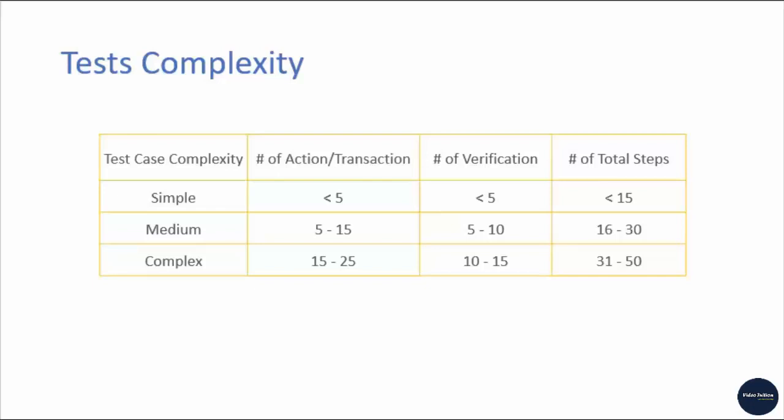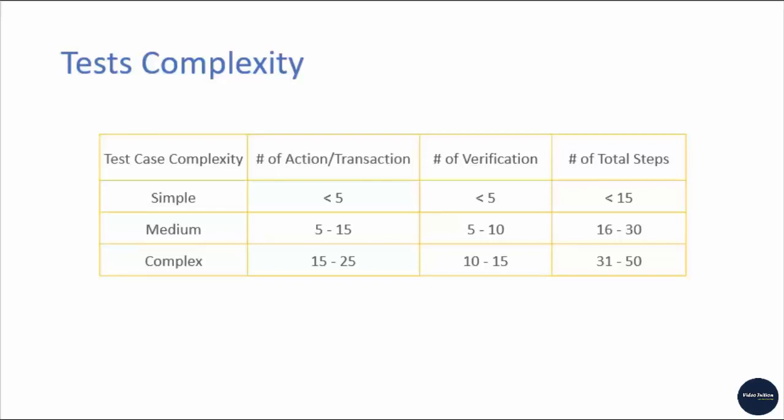So for example, if the test case is simple, the number of transactions should be less than 5, the number of verification points should also be less than 5, and the total number of steps should be less than 15. This criteria could vary from project to project, but it is the most recommended definition of simple, medium and complex test cases. But again, it depends; in some projects 15 steps would still be a larger test case, and in some projects 15 steps could be simple. I have used an authentic source to come up with this test criteria.